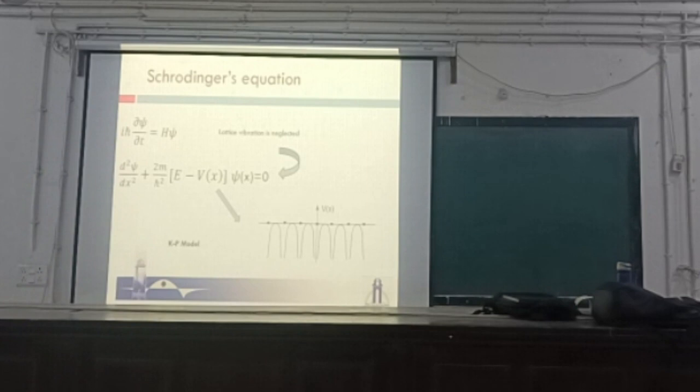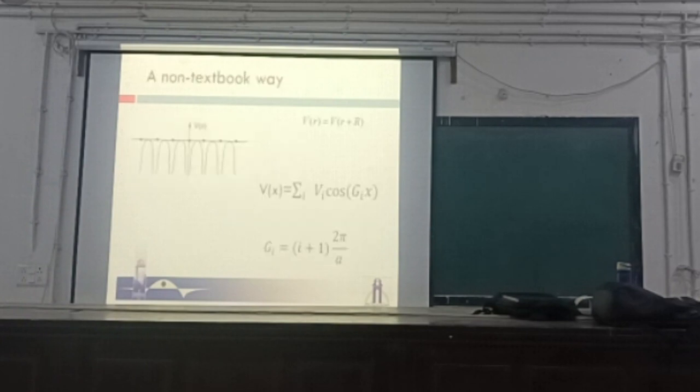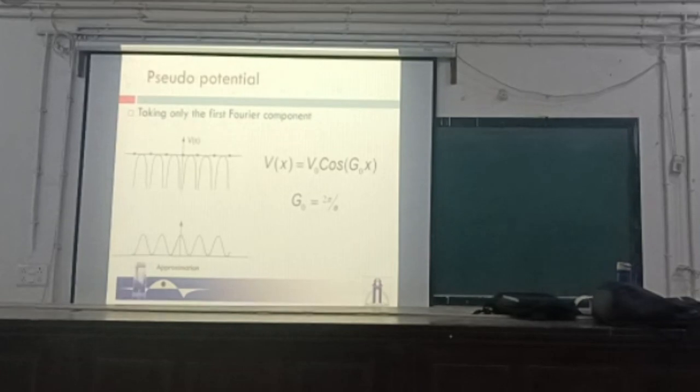One dimension, just to understand things. So if you have a periodic potential, that can always be expressed in Fourier components. You can express it in this form, V_i cos(g_i x), where g_i, if you take i equal to 0, will be just 2π/a, and if you take i equal to 1, then 4π/a, like that. So this is actually the model of the potential.